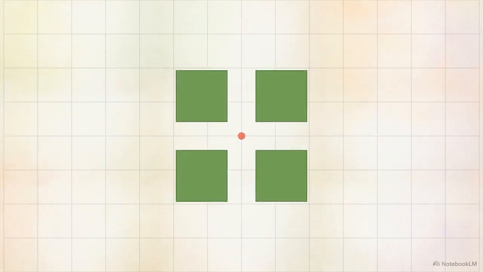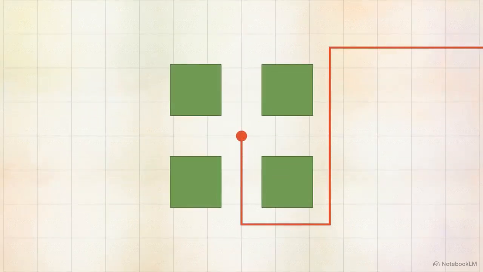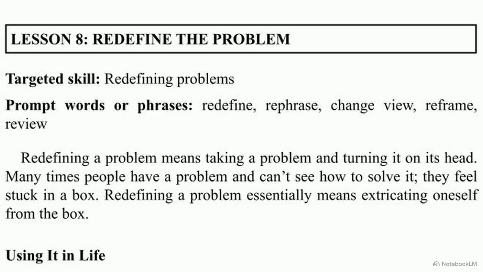Step 2 is drafting the redefining prompt. This involves taking a static, established problem and turning it on its head to find a completely new path to a solution. The text here lists the key words to target for this specific skill. Ask your students to redefine, rephrase, change view, reframe, or review.